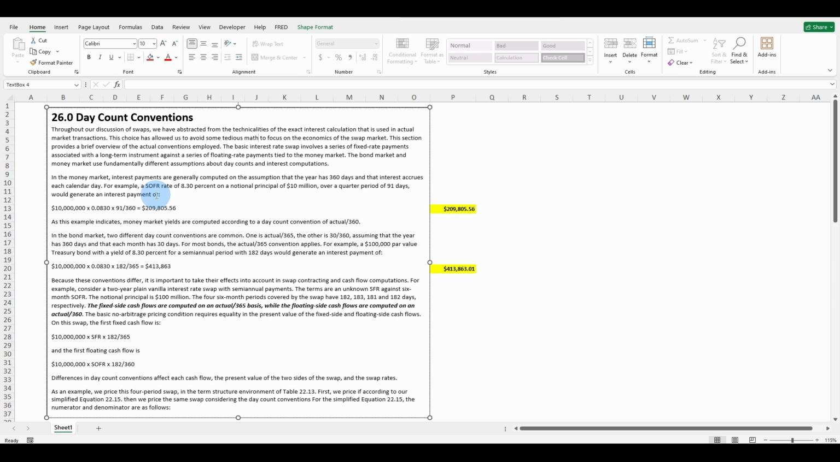For example, a SOFR rate of 8.3% on a notional principal of 10 million over a quarter period of 91 days would generate an interest payment of 10 million times 0.083 times 91 divided by 360 equals 209,805.56. So this would be actual/360. As this example indicates, money market yields are computed according to a day count convention of actual/360.